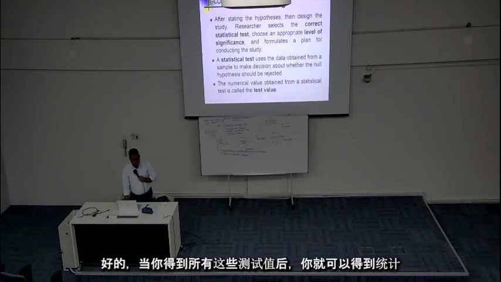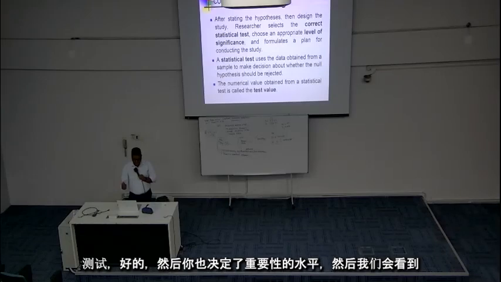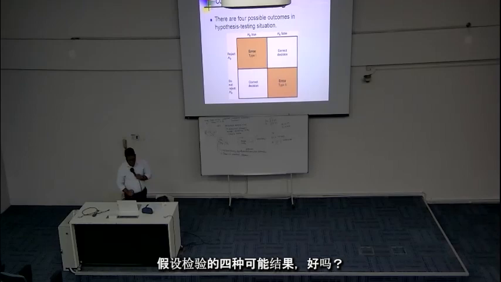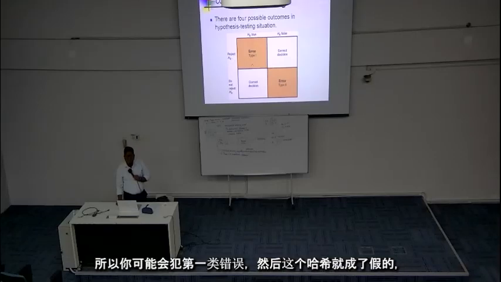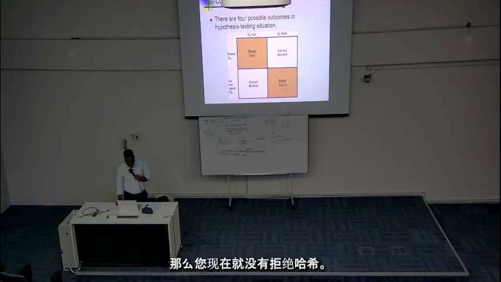After you get the test value from the statistical test and you have decided the level of significance, we will see the four possible outcomes for hypothesis testing. This one is where H null is true and we reject H null, so you are possibly making a type 1 error. And this one is where H null is false and you did not reject H null, so you are making a type 2 error.